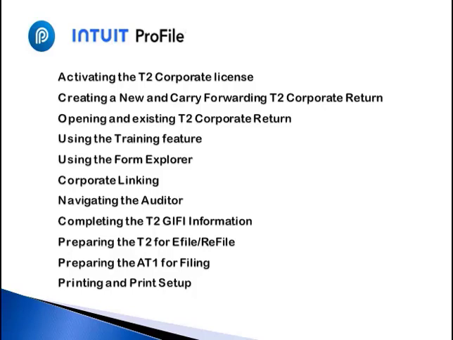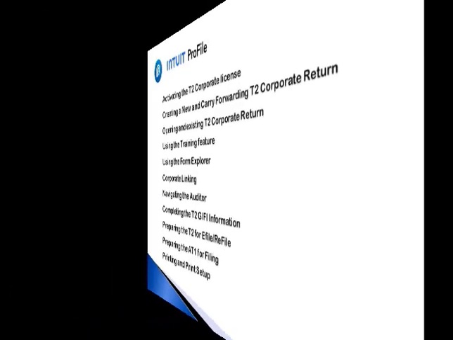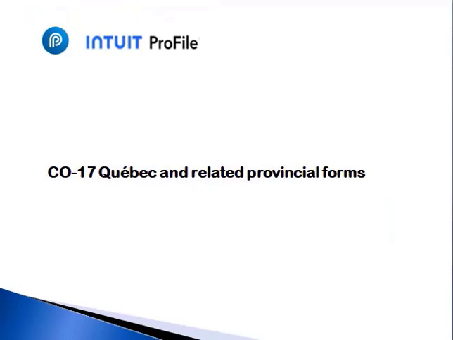return, opening an existing T2 return, using the training feature, using the Form Explorer, corporate linking, navigating the auditor, completing the T2 GIFI information, preparing the T2 for e-file and refile, so an amended T2 return, preparing the AT1 for filing, and printing and print setup. We'll also review the CO-17 Quebec and related provincial forms. Let's get started. Activating the T2 license.